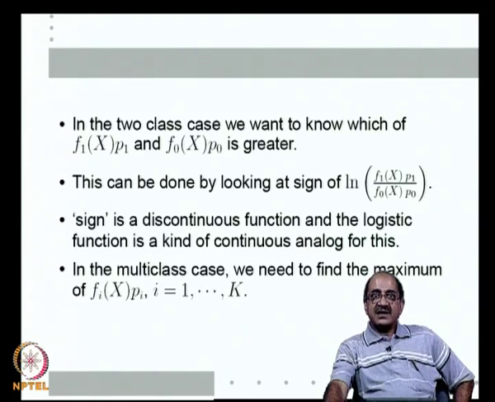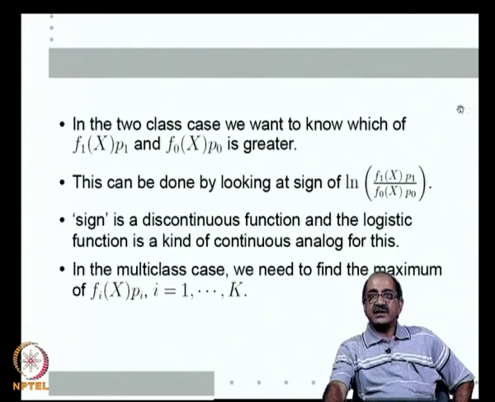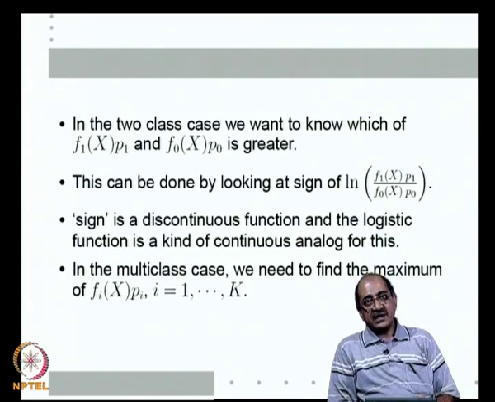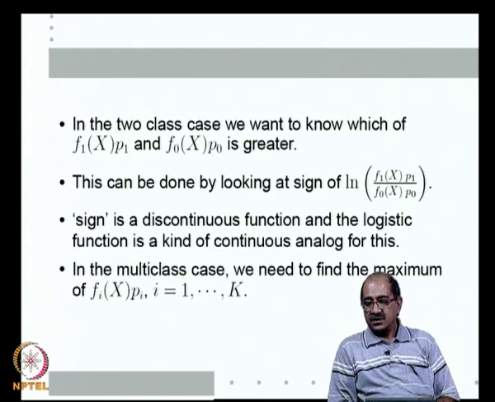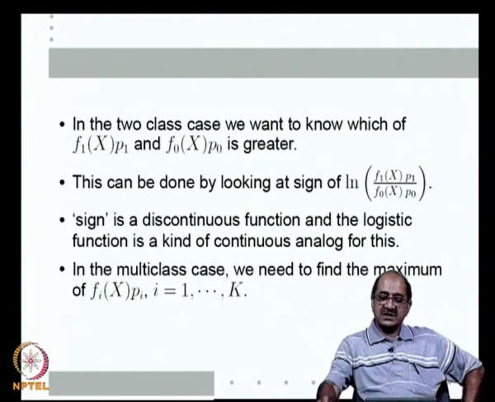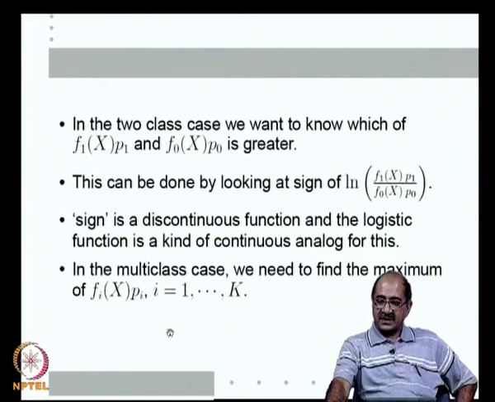So, now in the multi-class case, what do I have to learn? There are not 2 of them. If there are only 2 of them, I can take the ratio and log, but because there are more than 2 of them, we want to find the maximum of some k numbers: f0 x p0, f1 x p1, f2 x p2 and so on. Calculate all the k numbers and then ask which of these k numbers is largest, right. So, we essentially have to find the maximum of these k numbers to decide which class to put it in.